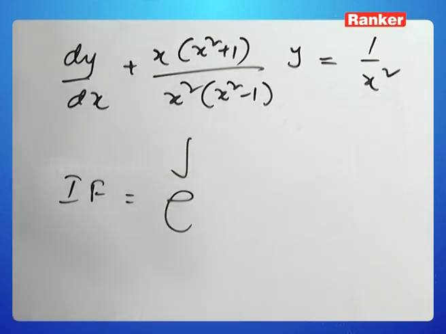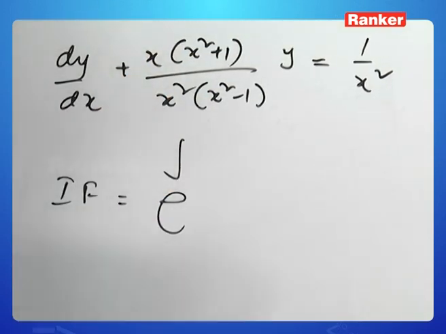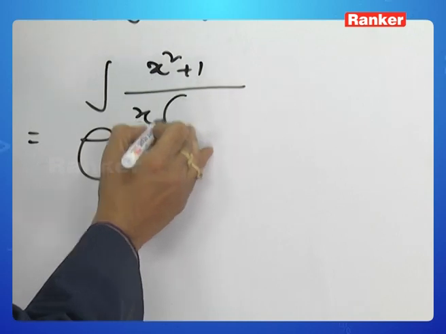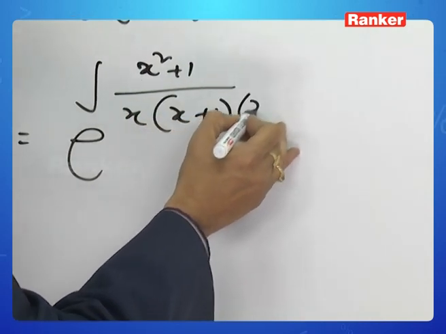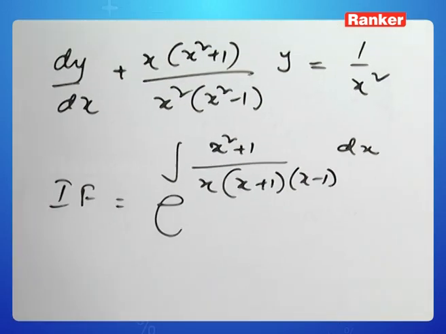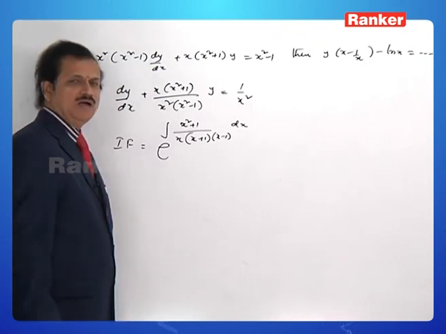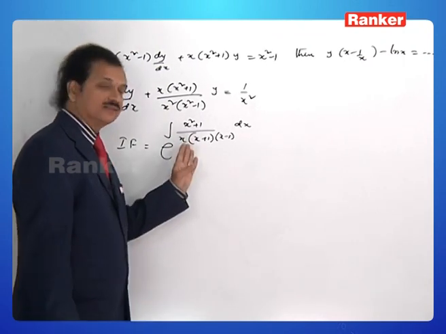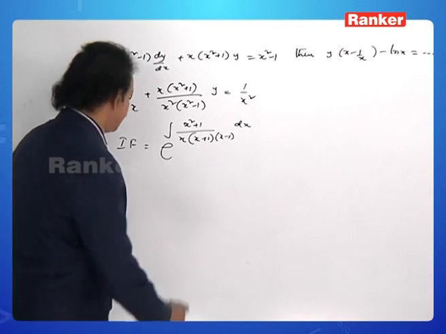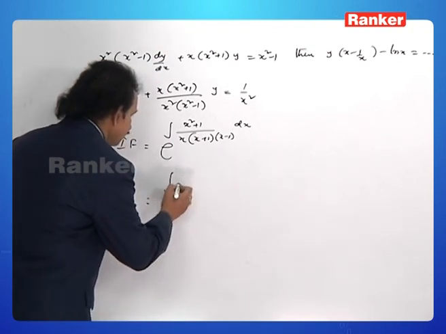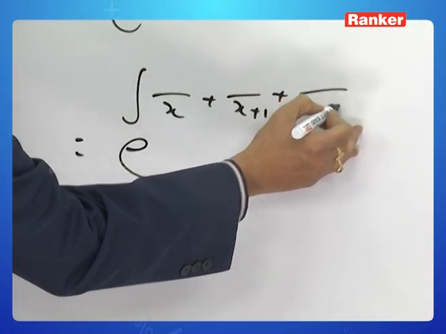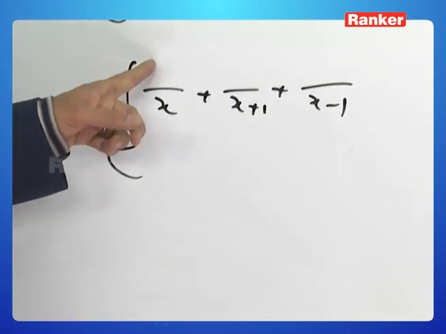Come on friend, what is the IF? E power integral of p. This by this means x will be cancelled. So that what happens? x square plus 1 by x into x plus 1 into x minus 1 dx. And everybody knows the style of integrating this. Yes, of course. We are supposed to make use of partial fractions here, and even that is not difficult. A by x plus B by x plus 1 plus C by x minus 1.